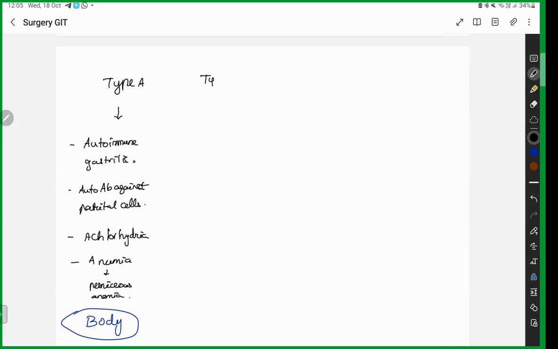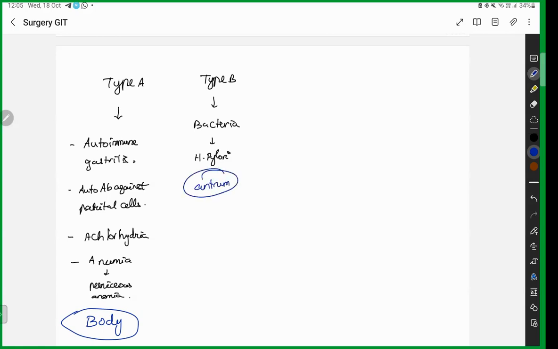Let's move into type B. So what is type B, guys? Type B is a bacterial disease, so bacterial induced. What bacteria mainly? Helicobacter pylori. So Helicobacter pylori is the one that is going to affect, and which part of your stomach is going to be involved here? Antrum is going to be involved here.